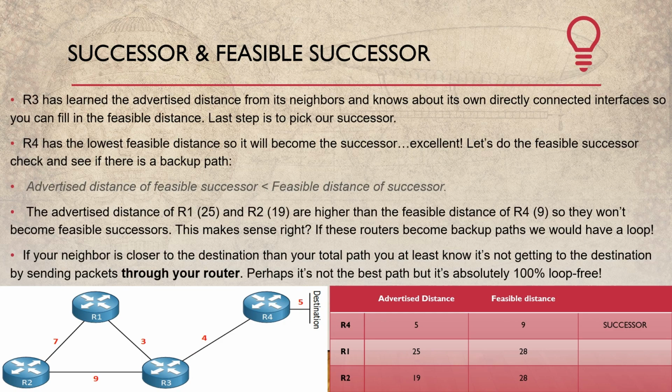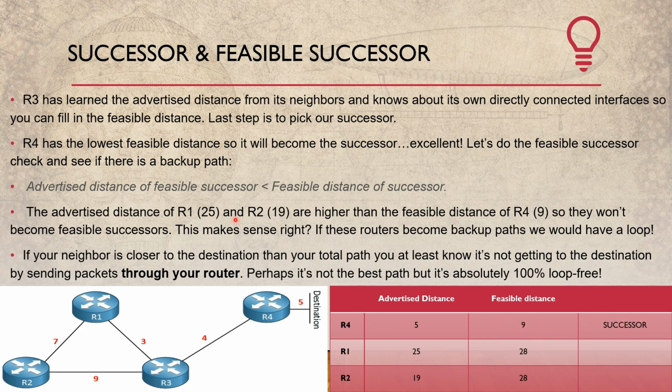Now, in this scenario, R3 has learned the advertised distance from its neighbors and knows its own cost to the directly connected interface, so you can fill in the feasible distance. The last step is to pick our successor. R4 has the lowest feasible distance, so it will become the successor. That's excellent. We got a successor with a feasible distance of 9. This is the lowest distance.